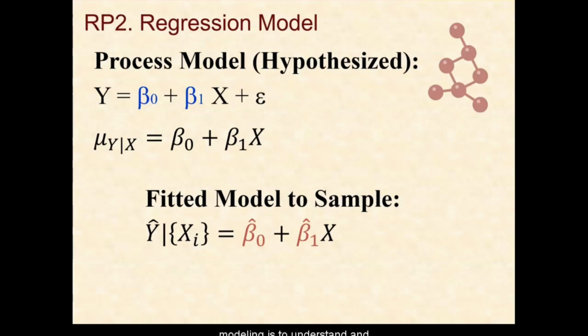One of the reasons we do modeling is to understand and describe how different components of the environment relate to each other. For example, how actions we take relate to the outcomes that we observe. The fitted model provides that description. It's our best estimate of what the relationship between y and x looks like.